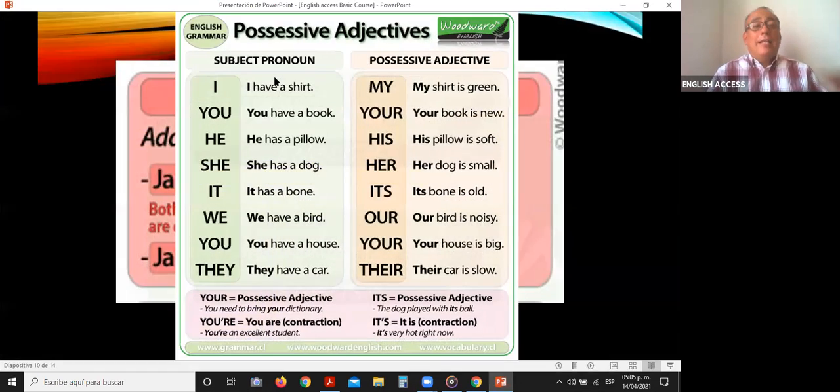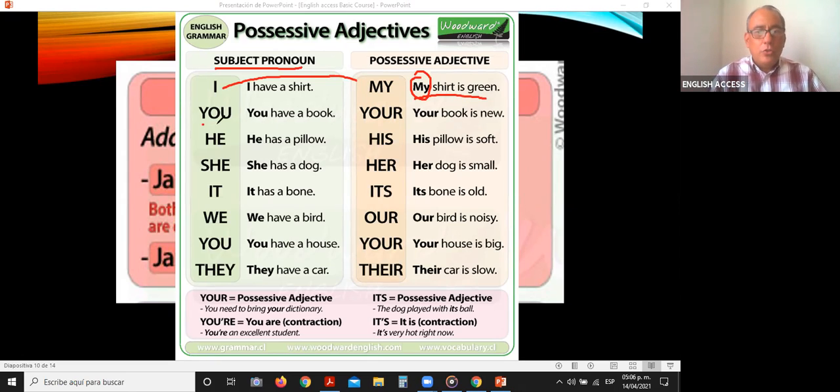Here is another way to show possession: possessive adjectives. They come from the subject pronoun. I changes to my. For example, I have a shirt. My shirt is green. My tells everyone that the shirt belongs to me. It's my shirt.